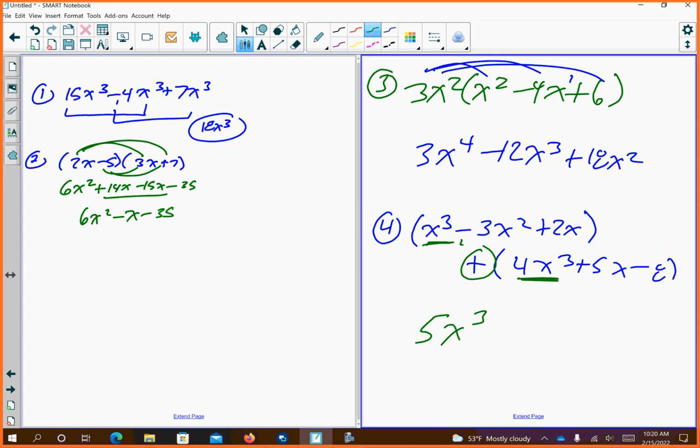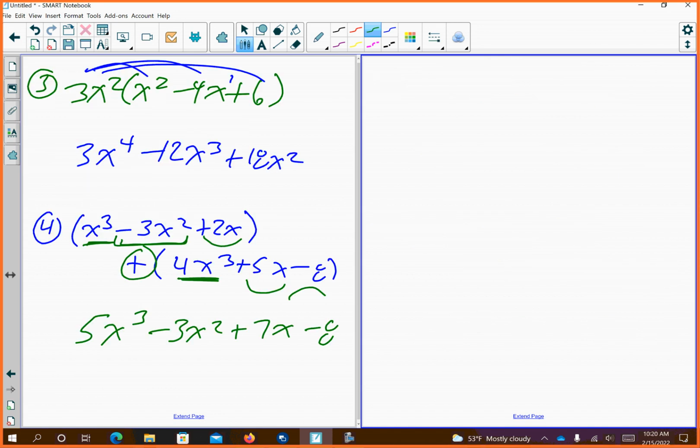And then I have negative 3x squared. I don't have any other x squared terms, so that just comes down. And then I have 5x and 2x. If I combine those, I get 7x. And then my last is negative 8. That problem's done. Okay? Stop me if you have questions.